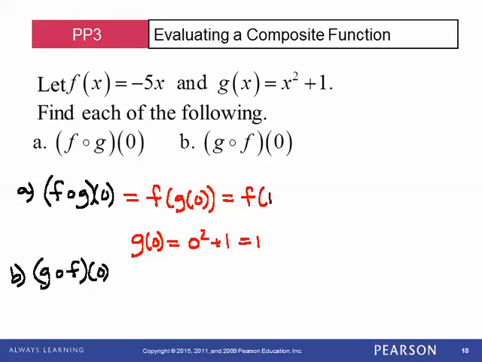So now we take the output of g and plug it into the f function. And 1 plugged into f means I'm going to multiply that by a negative 5, and my final answer is negative 5. Okay, good there?